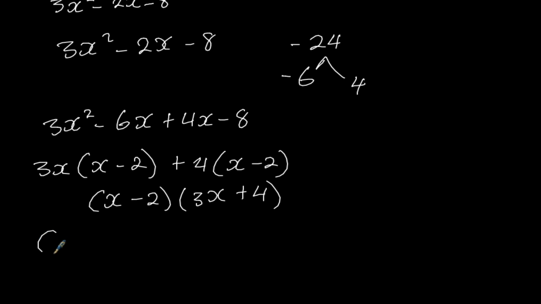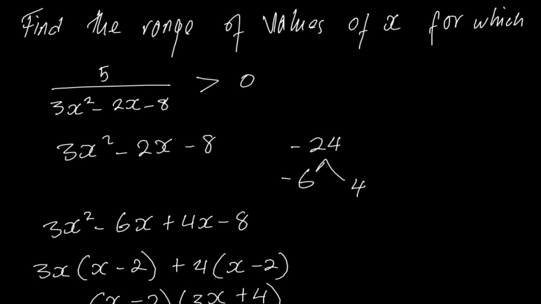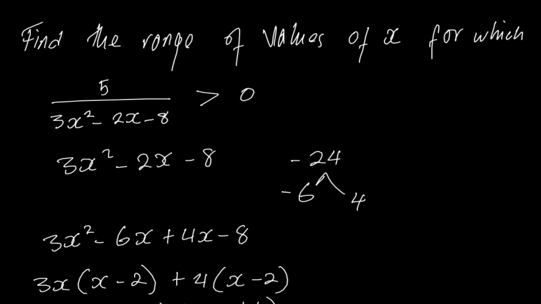The critical values, remember for the denominator, are 2 and negative 4 over 3. How do you get the critical values? We equate the first bracket to 0 and we get this, and also equate the other to 0 and we get that. That's the easiest way you can do it. So these are just the critical values, not the solutions to our question.